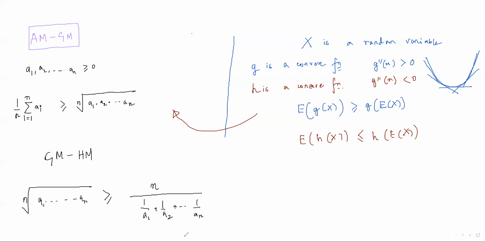Prove this out. For example, for n equal to 2, you get square root of ab is greater than or equal to twice ab by a plus b, which is equivalent to the fact that a plus b is greater than or equal to twice root ab, which is nothing but the AM and GM inequality. So it's true. So can you prove this, guys? That GM is greater than or equal to HM, the harmonic mean. Prove this, guys.